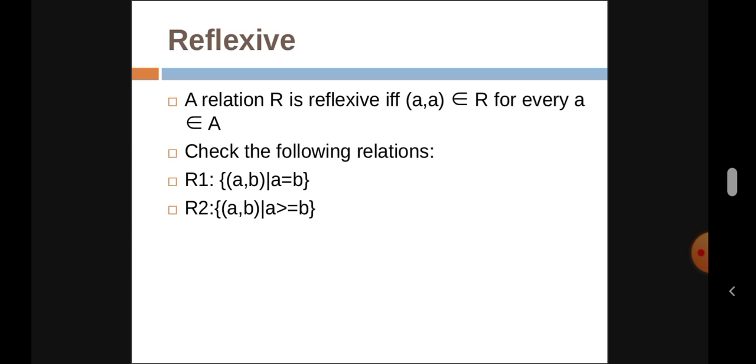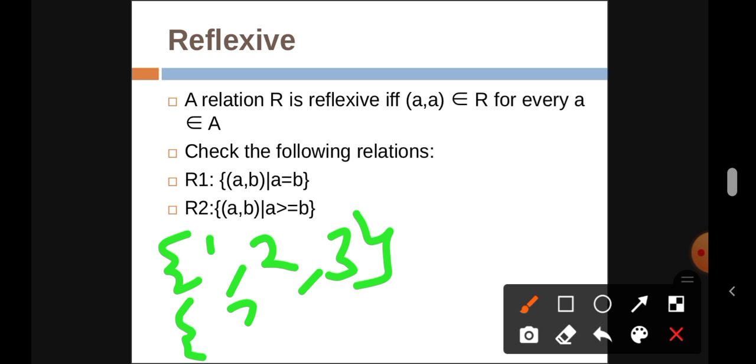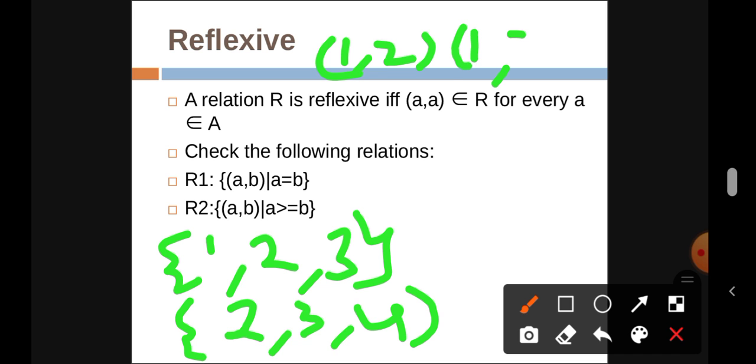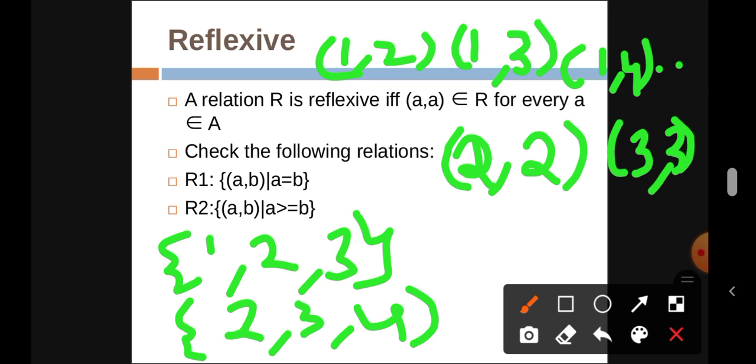Okay, let's check these relations. First one, (a, b) such that a is equal to b. Here A is a set of elements 1, 2, 3, and B is a set of elements 2, 3, 4. If you take the cross product, what will be the result? (1, 2), (1, 3), (1, 4), etc. Here, if you take (1, 1), (2, 2), and (3, 3), then you can say it's reflexive because a is equal to b is there.